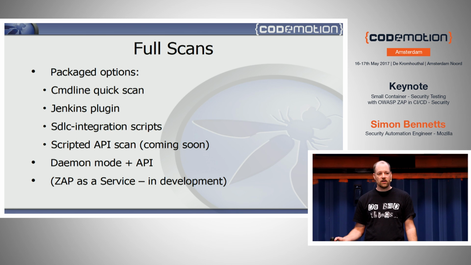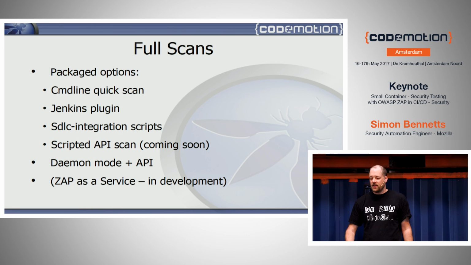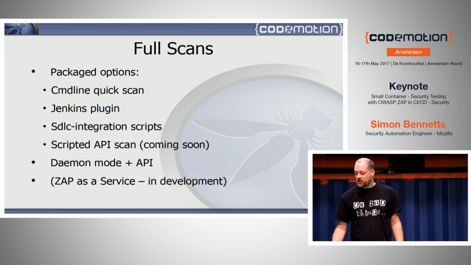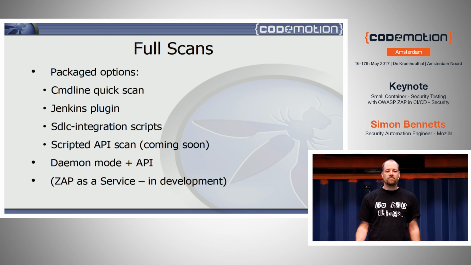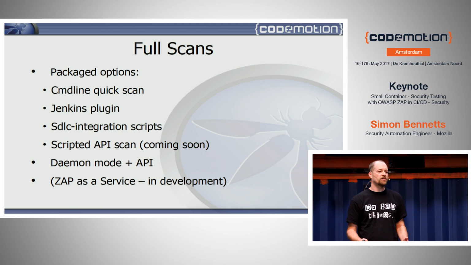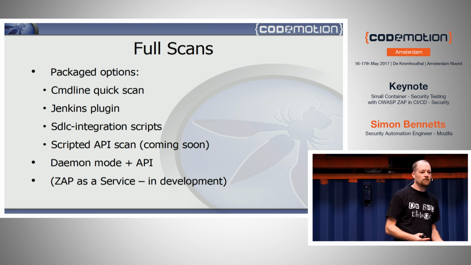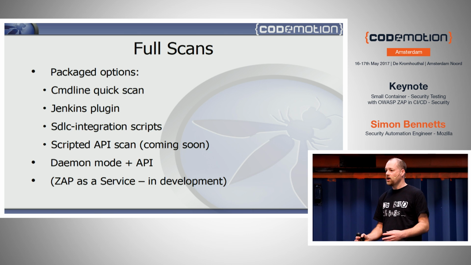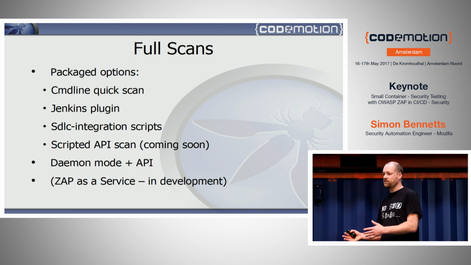We have a Jenkins plugin, which I'll talk about a little bit more, some scripts, and we've actually got a scripted API scan coming soon. One thing we found, particularly with modern applications, is that we're finding a lot of APIs in Mozilla, and so what we want to do is have an option for scanning from the command line where you just give the definition of the API.